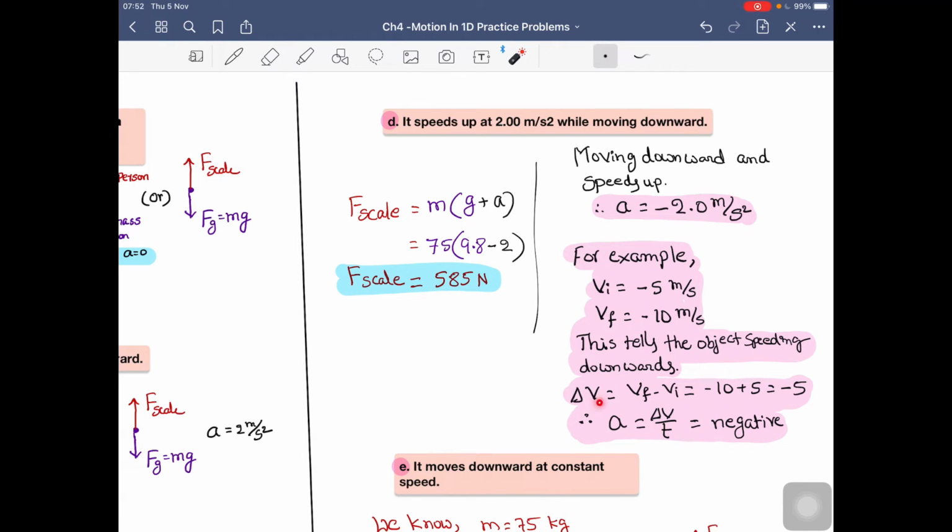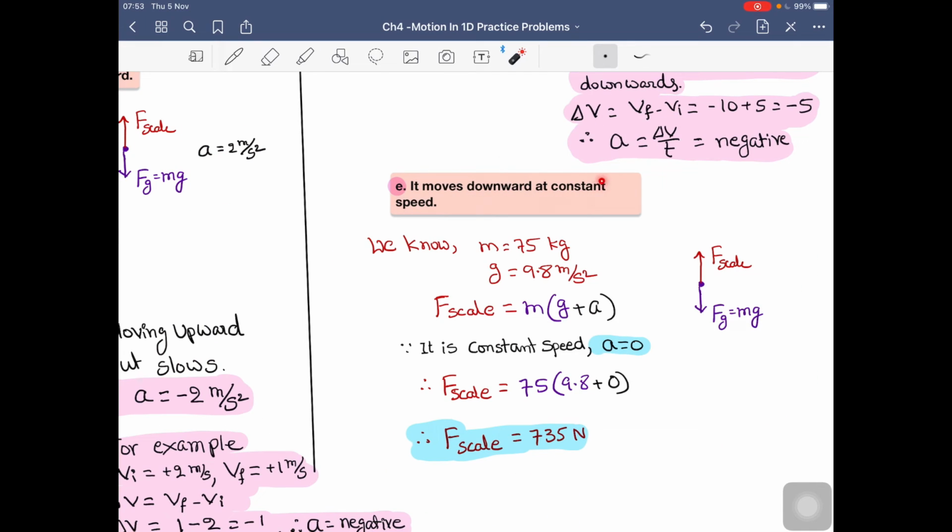So the change in velocity, I got negative. Therefore the acceleration should be negative 2. So plug the A value of negative 2 into the formula, and you will get an F scale reading of 585 newtons.